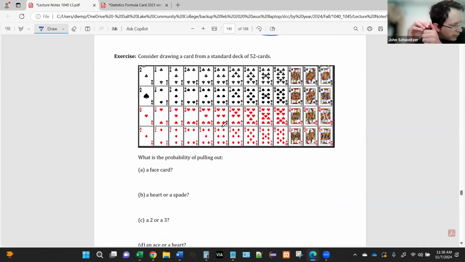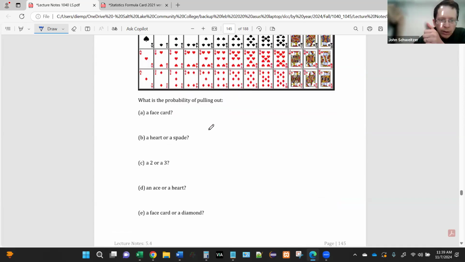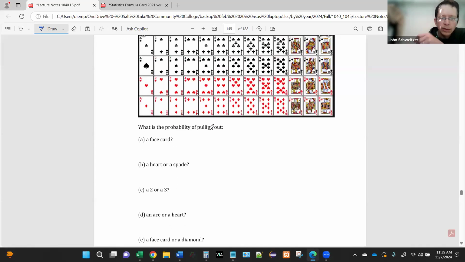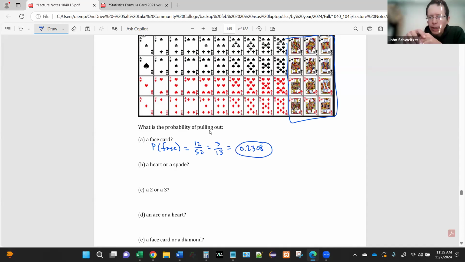Then let's switch over to this deck of cards. Okay, so maybe I'll get us started here. What's the probability of pulling out a face card? So the face cards are these cards over here. Okay, and so the probability of a face card, we can just count, right? So 1, 2, 3 times 4, so there's 12 out of 52, which is 3 out of 13, which is about a 23% chance. So pretty easy there, right?